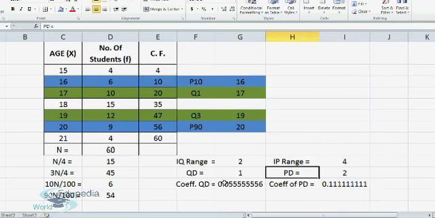Alright, so this is how we calculate the quartile and percentile deviations. Very simple. If you know how to calculate the quartile and percentile values, finding their deviations is trivial.